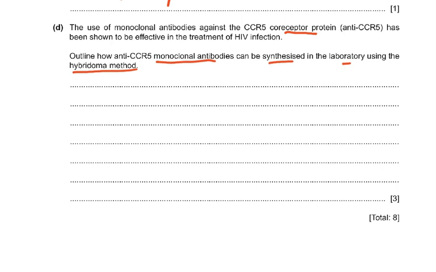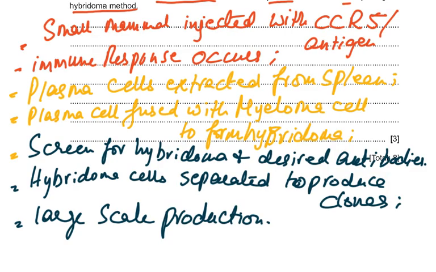So basically these were the six steps which you had to give me. Any three of these were fine. So: small mammal injected with CCR5, or you could have said the word antigen. Immune response occurs, plasma cells extracted from spleen, plasma cells fused with myeloma cells to form hybridoma, screen for hybridomas and desired antibodies, and hybridoma cells separated to produce clones. And this, of course, is large scale production, and you get the desired antibodies. That's why it's called monoclonal antibodies.